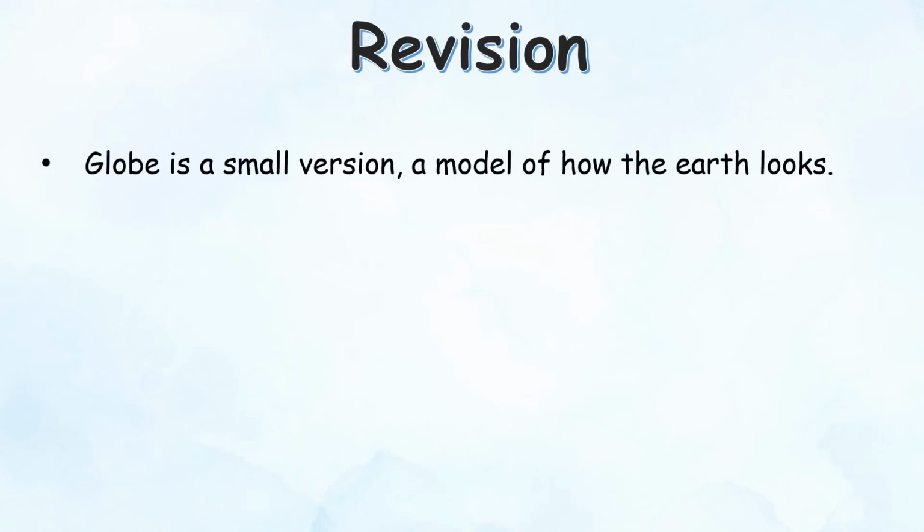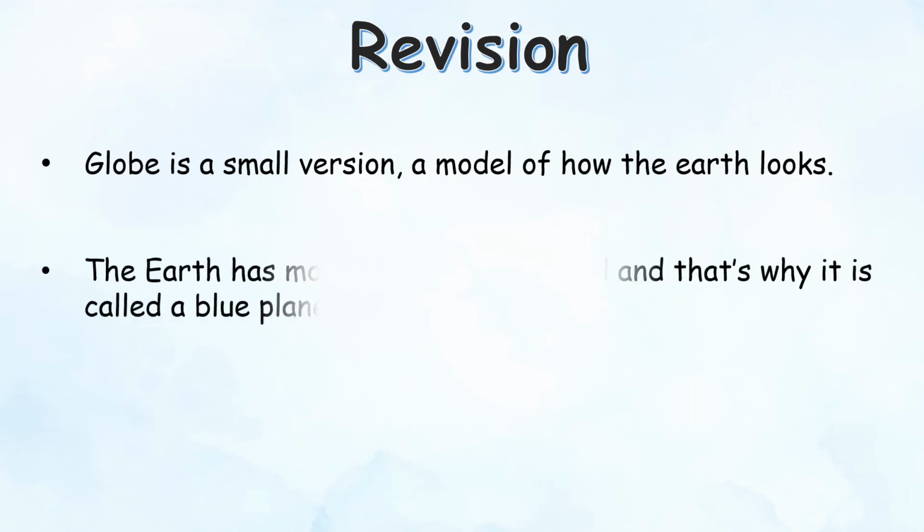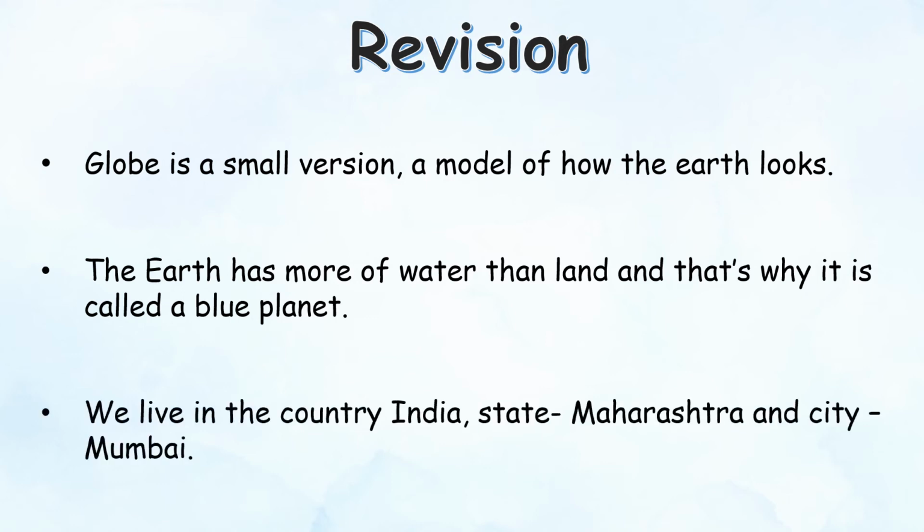Come on, children, now let us revise the topic which we studied today. First, we started a new theme topic which is Enormous Earth, and in that we learned about the globe. So, a globe is a small version or a model of how our Earth looks. The Earth has more water than land, and what is it called? The special name is Blue Planet.